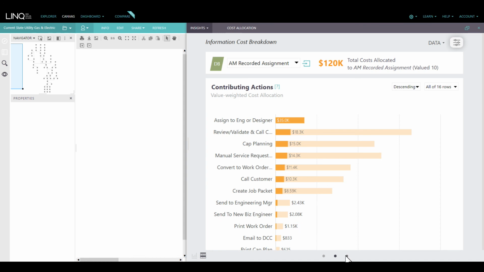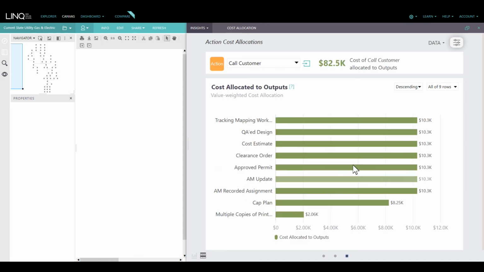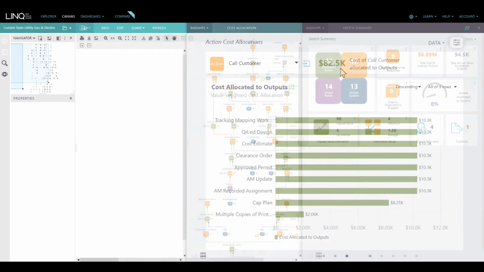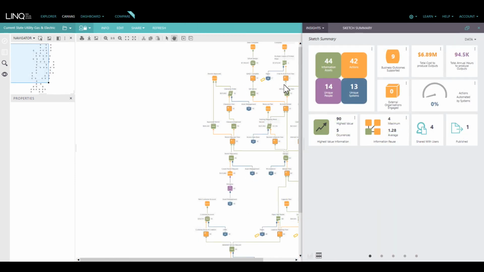So let's look at the action Call Customer in the Action Cost Allocations. There is $82,500 of produced information reliant on calling the customer. Finally, let's look at the impact assessment.